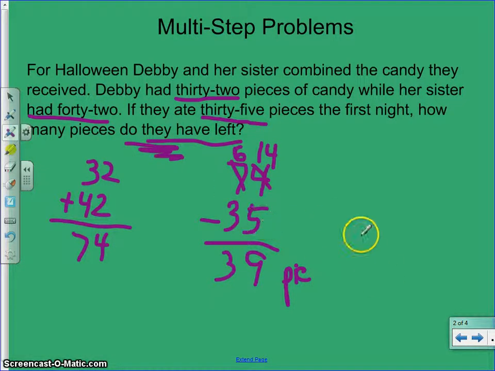So there you have it. It took me 2 steps to solve this. I first had to add to see what they had all together, and then I needed to subtract what they ate in order to solve this problem. Let's check out the next one.